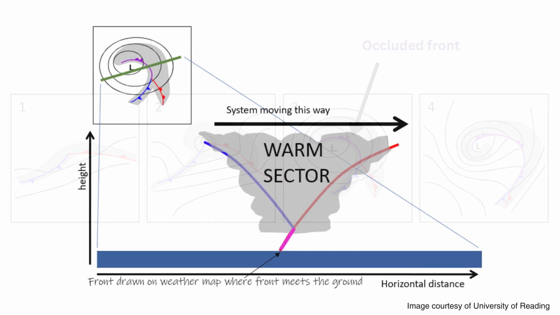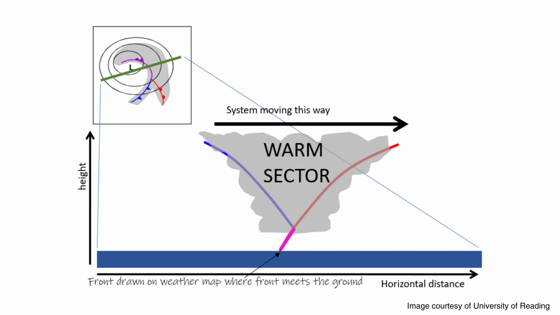Again, we can look at a cross-section through this stage of the depression. The cold front has caught up with the warm front and pushed the warm sector air off the ground. The warmer air in the warm sector is still rising, it's still there, it's just not there at the ground, so you can still get cloud and rainfall.